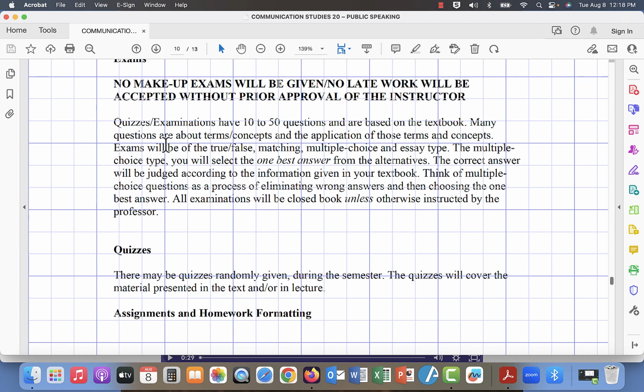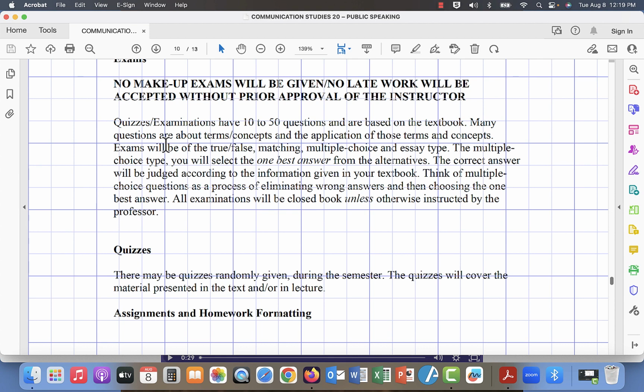Our quizzes are approximately 15 questions per chapter, and there'll be multiple choice and true/false. For the multiple choice, you'll be asked to select the best answer. If we think about multiple choice questions, it's a process of eliminating wrong answers and then choosing the one best answer. All of our exams are closed book. So you can't refer to friends, you can't refer to the book, you can't refer to notes. It's just you and the quiz.